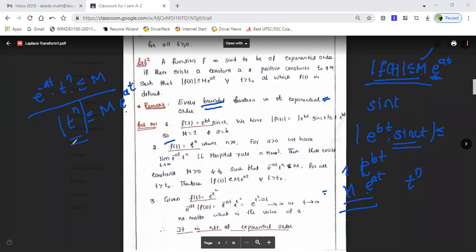So when I'm able to express any function of this type, then it is of exponential order. Okay, just remember the function. It's not necessary to remember everything, just remember the function. This is for your understanding, I've given the explanation.